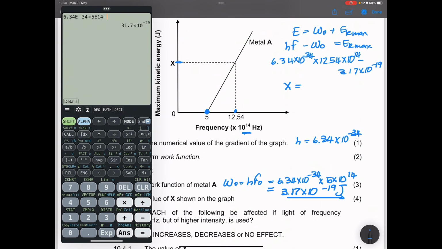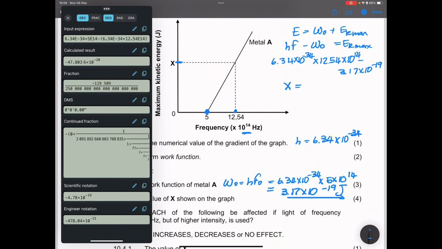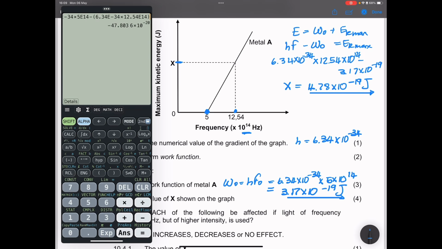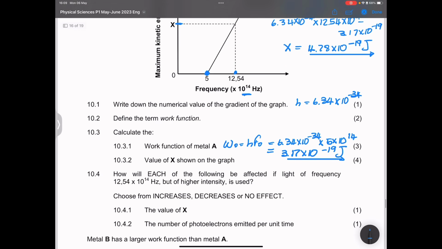So X would be equal to, okay, so I already have that value, that 3.17. I know I'm going to end up with a negative answer, but in my case I'm going to make it positive. So this would be minus 6.34 exponent negative 34, multiplied by 12.54 exponent 14. Okay, ladies and gents, I get that kinetic energy, right? As I did say, it was going to be negative. So in scientific notation, X would be 4.78 times 10 minus 19 joules. I know your calculators are not as complicated as mine, so you should be able to get to that answer quick, fast, and in a hurry. Right, so that is how we get to that.